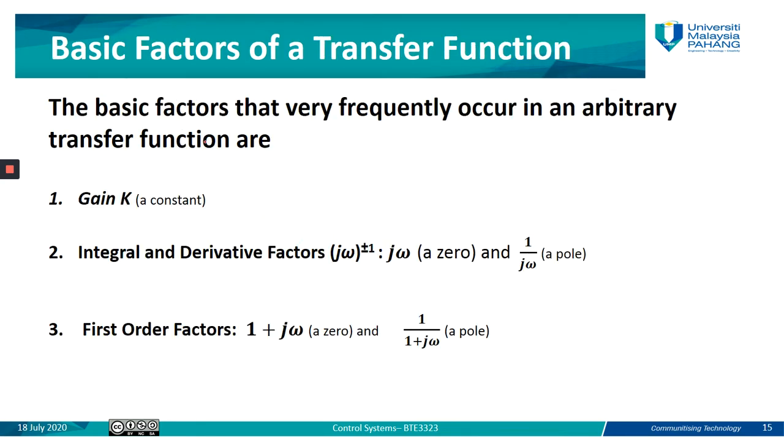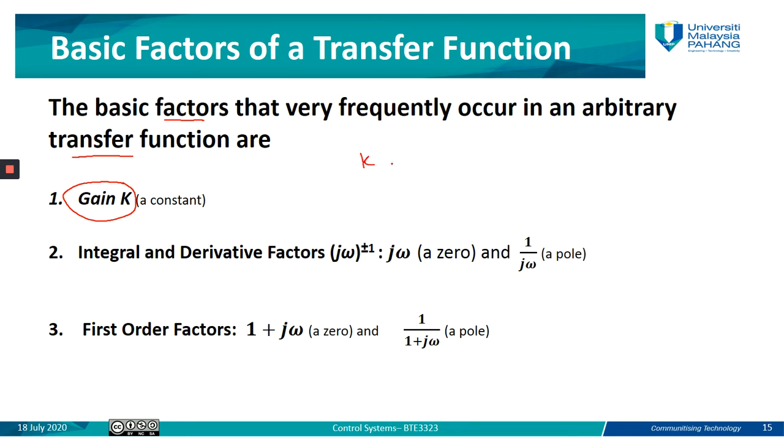So what are the basic factors that very frequently occur in an arbitrary transfer function? We want to define these components, or factors, of the transfer function. The first factor in the transfer function is the gain. So the gain K here, we usually always see a value of gain.